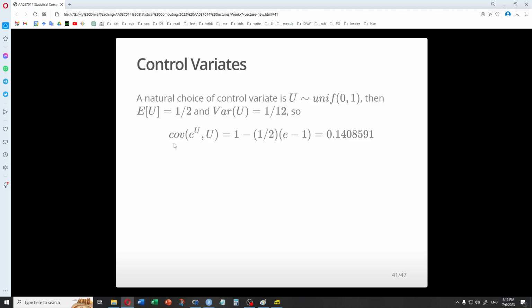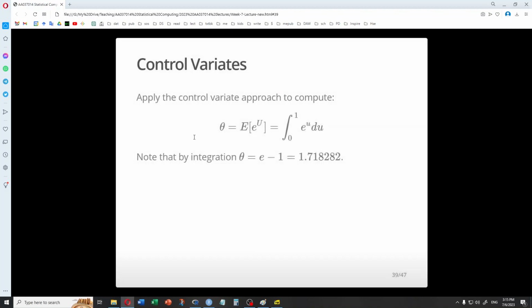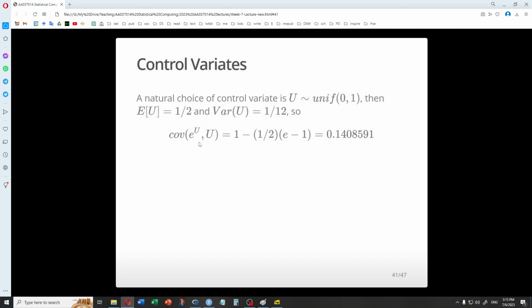Okay, so here we can see that the covariance between the variable of interest, e to the U, and U is given by 1 minus 1 over 2 times (e minus 1), by taking this into account. And if you compute this, you will get the covariance equal to 0.1408.